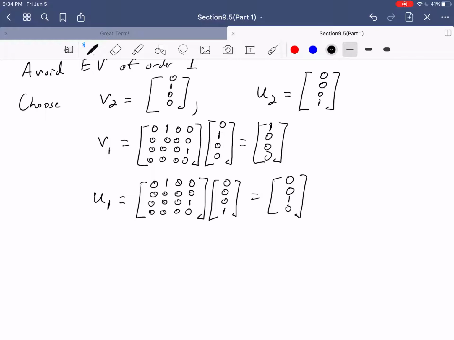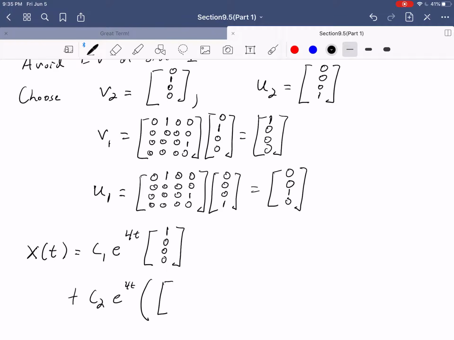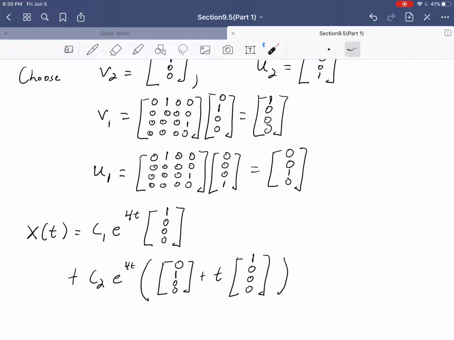All right, so what does our solution look like? Well, x of t then, let's start by using our V chain here. So we'd have C1 e^(4t) times [1, 0, 0, 0], just the standard eigenvector. Then we would continue that chain, C2 e^(4t), parentheses. Now we use its order 2, but make sure you use the V, because we're on that chain right now. So [0, 1, 0, 0], plus t times the eigenvector, [1, 0, 0, 0]. Okay, now that'll conclude the V chain.